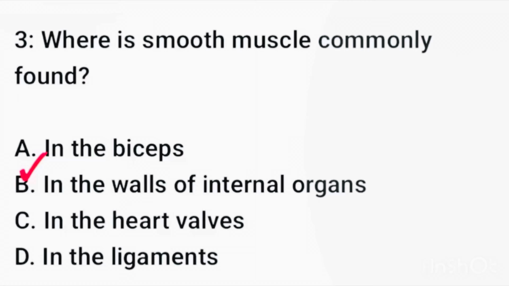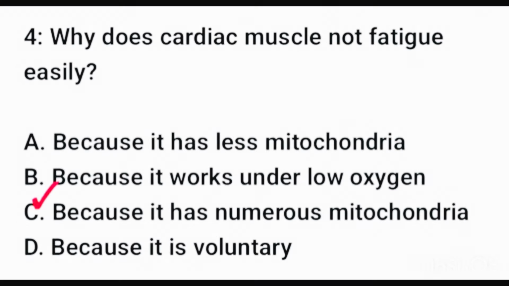Question number 3. Where is smooth muscle commonly found? Here correct option is option B, in the walls of internal organs. Question number 4. Why does cardiac muscle not fatigue easily? Here correct option is option C, because it has numerous mitochondria.